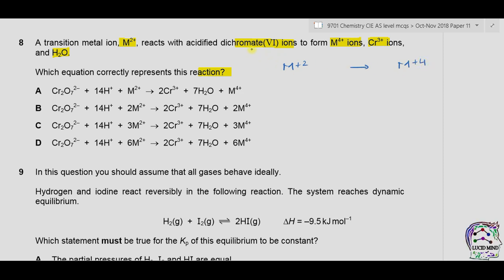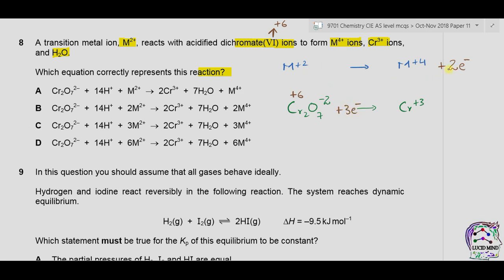For the second equation, dichromate converts into chromium+3, we can write Cr2O7, the charge is negative 2. It converts into chromium+3. Let's find out how many electrons are lost and gained. As M+2 converts into M+4, it means it has lost 2 electrons. And in Cr2O7 negative 2, we can find the oxidation state of Cr, which is +6. So from +6 it goes to +3. It means it has gained 3 electrons.